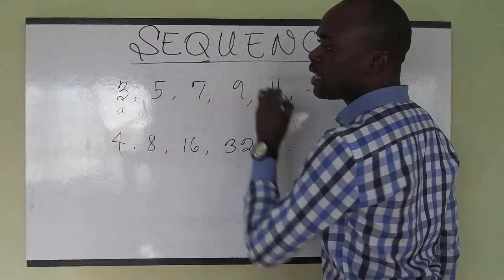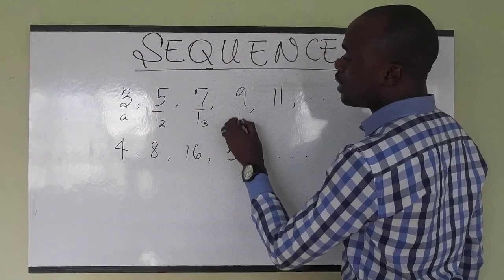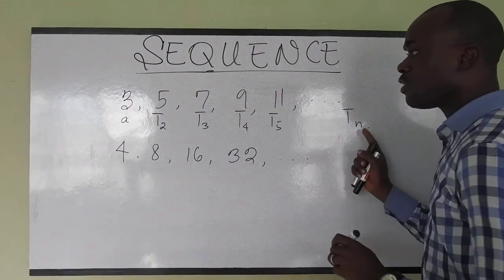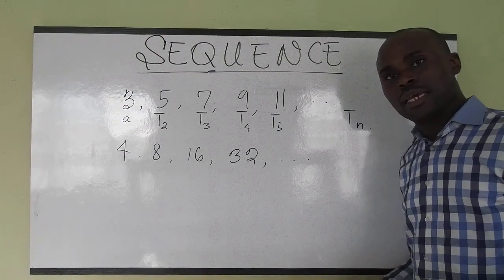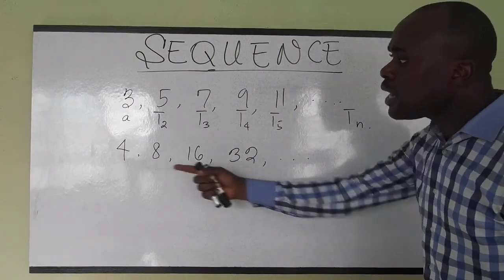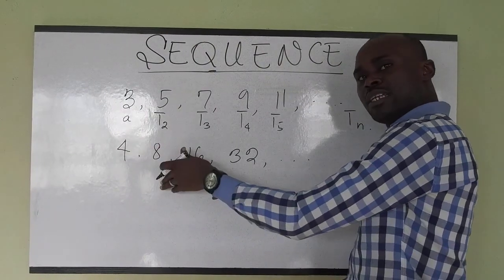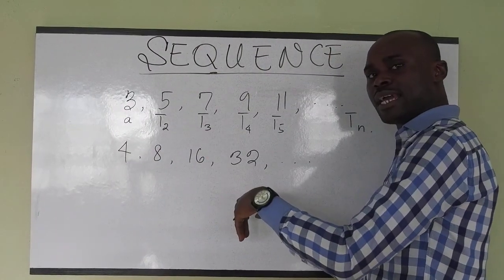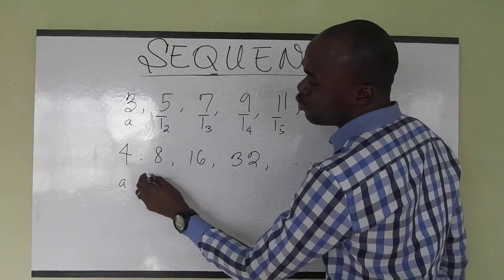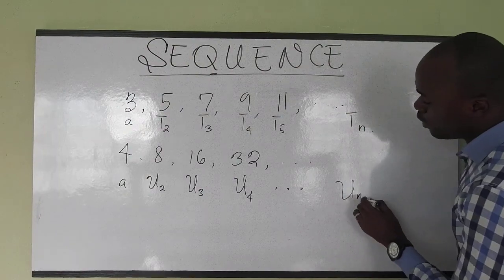We always call this the first term, which we represent with A. This is the second term, which we call T2. This is the third term, T3, T4, and T5, and so on until we get to Tn. Tn represents the end term, the general term that can help you find any term of this sequence. On the other hand, if you look at this one, you will see that we have to multiply the first number by 2 to get the second, the second number by 2 to get the next. So you observe that this is your A, this is, let's say, U2 this time, U3 and U4, until we get to Un.